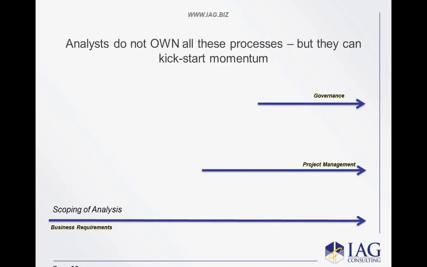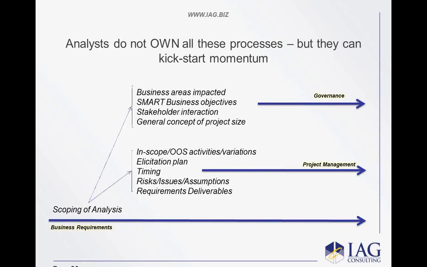So if I do it the way I'm talking about, which is defining the scope of analysis, or scoping of analysis, right? It's not the scope of the overall project. It's just the scope of stuff that we need to look at in the project. And I start with that business analysis thread. What am I driving to each of the other threads? Well, from a governance perspective, I'm driving a set of information like what are the business areas impacted, SMART business objectives, what stakeholders are interacting with this thing, and a general concept of project size. Like, this is small, medium, or large.